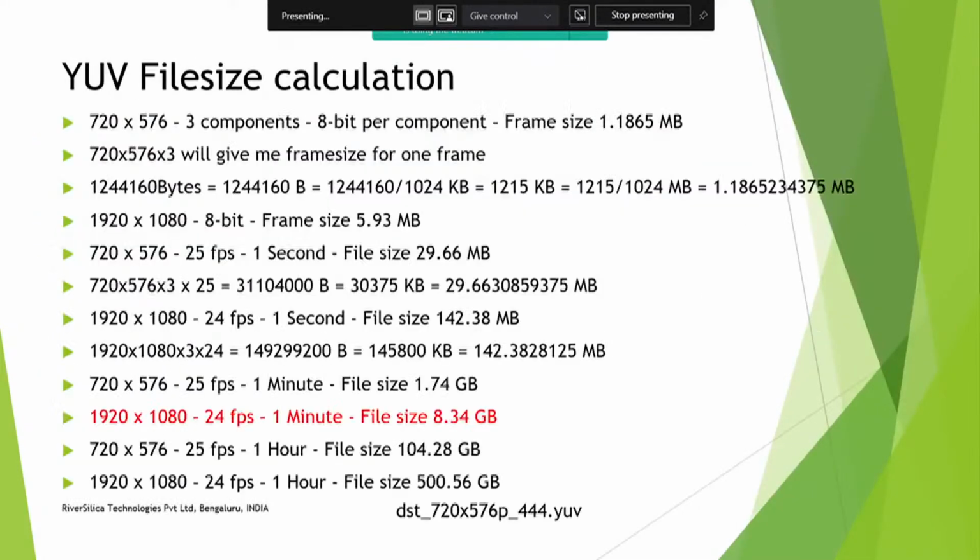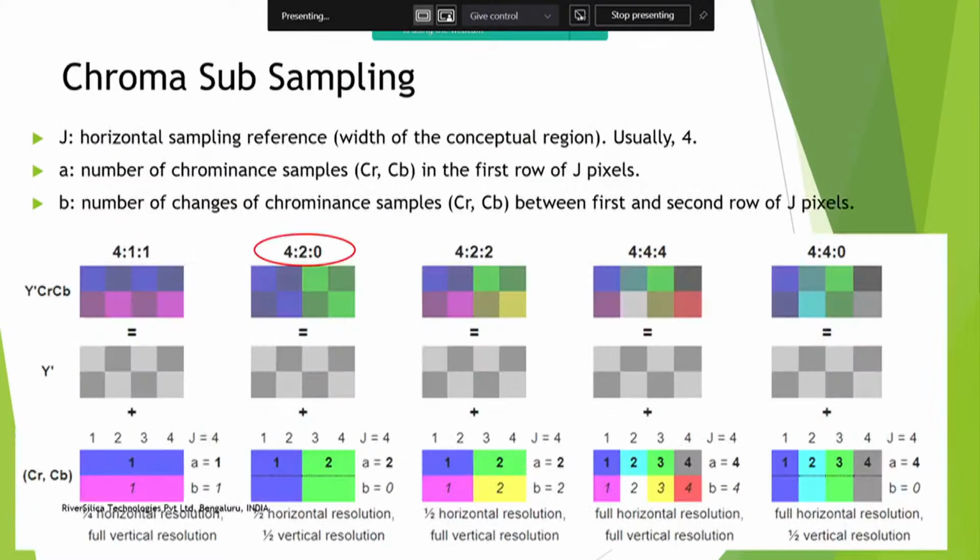I said there are Y component, U component, V component, right? That has been represented like this. If all of Y, U and V are present, we call it 4:4:4. I have given the methodology of how the numbers arrive: J:A:B. J is normally 4, A says the number of chrominance samples in a row of J pixels, and B is the number of changes in the chrominance samples of the second row.